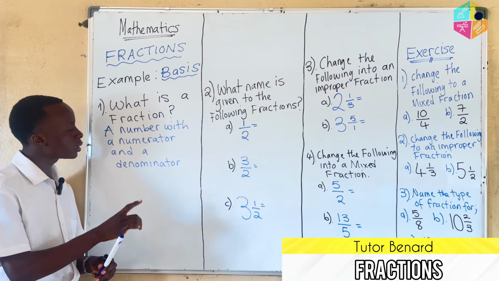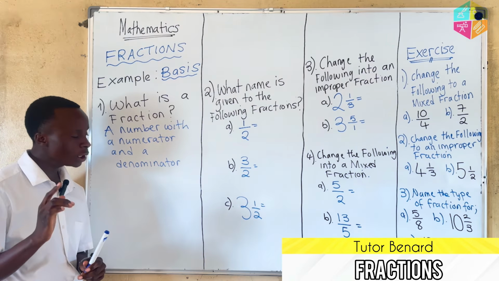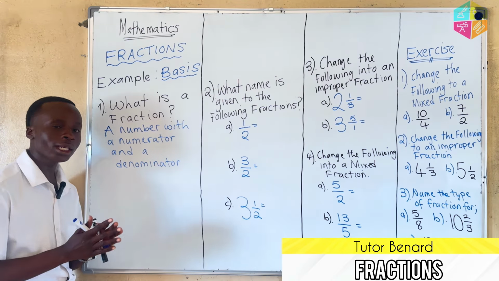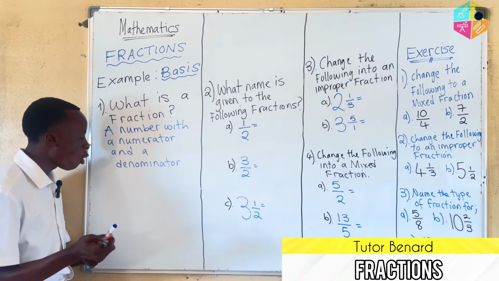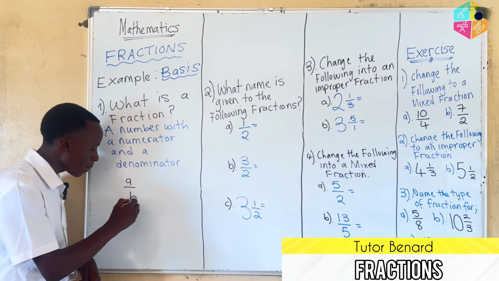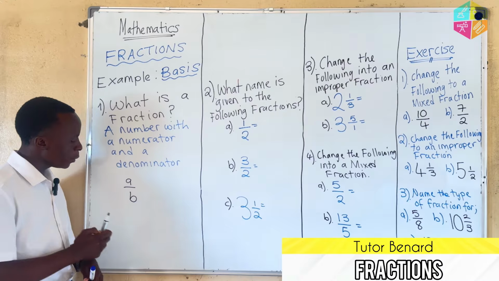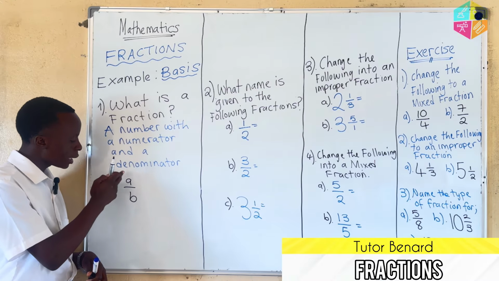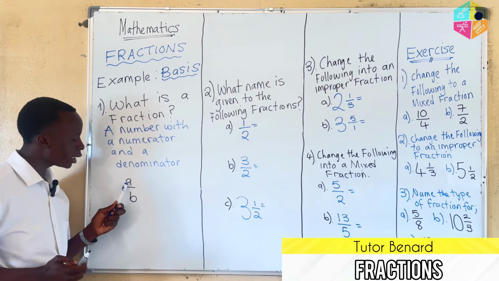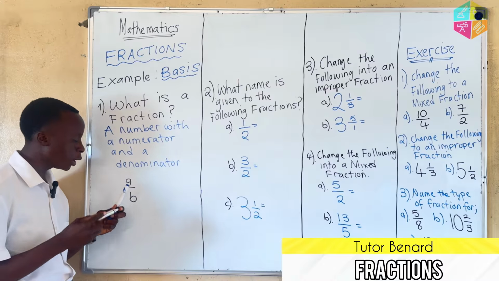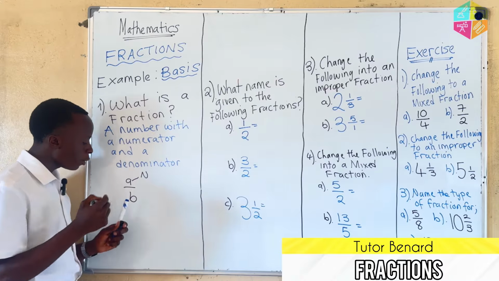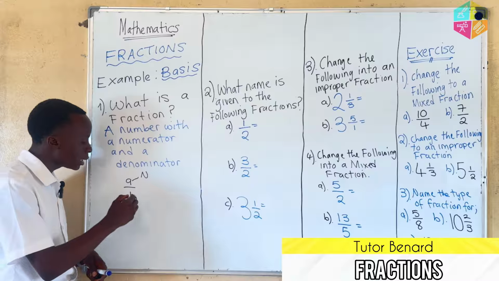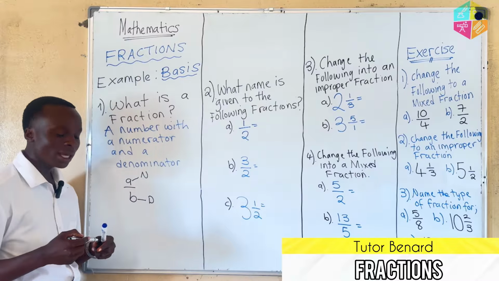So for you to understand these two terms, you need to know that a fraction is expressed in form of A over B. So what do we mean when we say A over B? This A that you are seeing on top, this is what we call the numerator, while this B that is at the bottom, this is what we call the denominator.